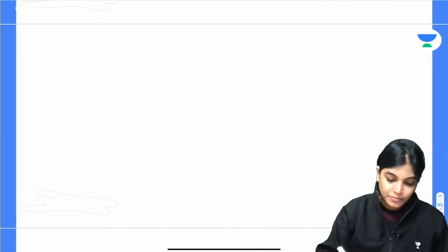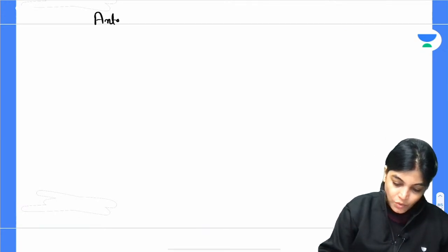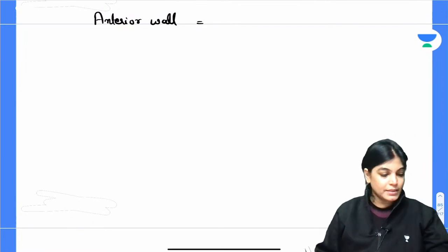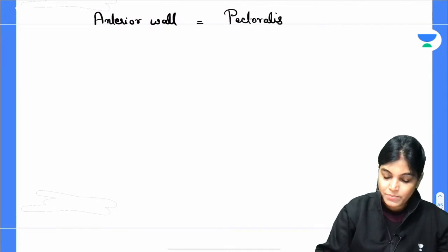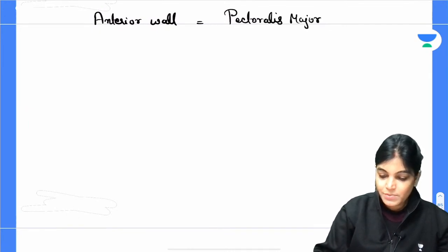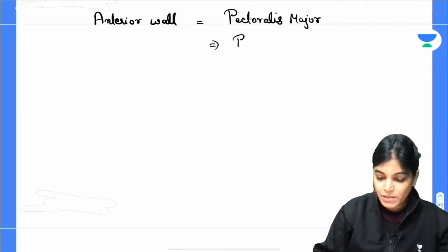So write down: anterior wall. The anterior wall of the axilla is formed by the pectoral region muscles. The pectoral region muscles are the pectoralis major muscle, and just below the pectoralis major muscle, we have the pectoralis minor muscle.